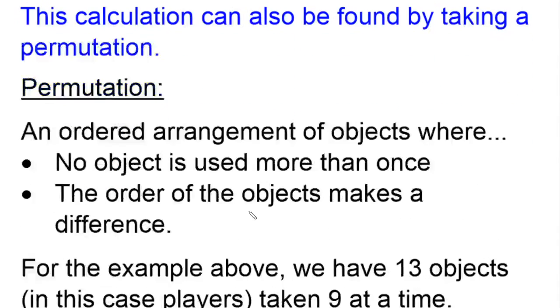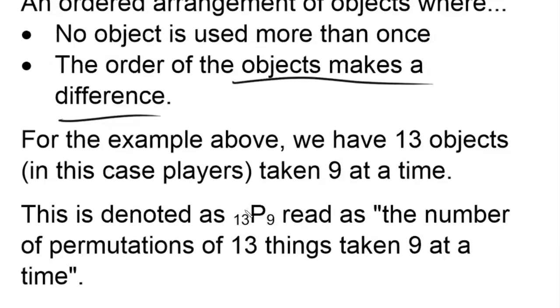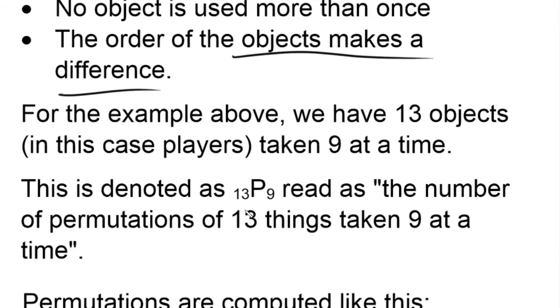This calculation can also be done by taking a permutation, another review concept. A permutation is an ordered arrangement of objects where no object is used more than once. The order of the objects makes a difference. This is a key thing. For the example above, we have 13 objects taken 9 at a time. This is denoted as 13P9, read as the number of permutations of 13 things taken 9 at a time.